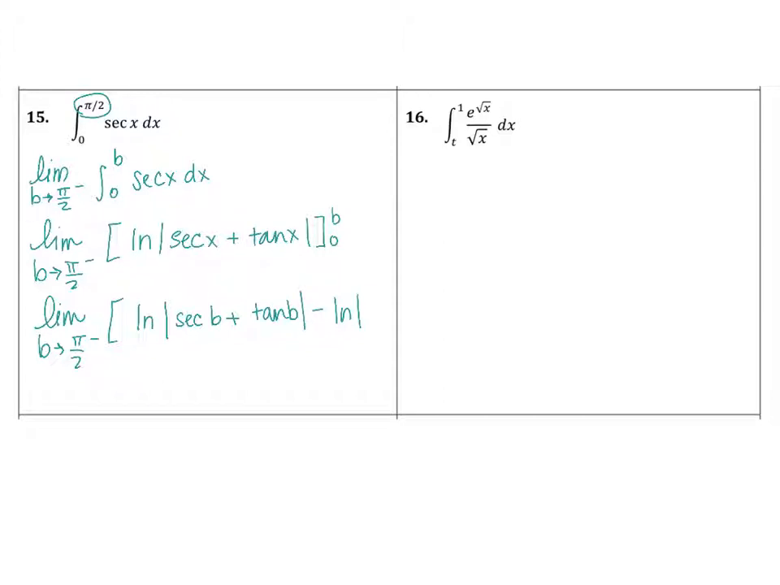the absolute value of secant of 0, which is 1, plus tangent of 0, which is 0. So that whole thing is going to throw out to 0. As we approach pi over 2, that's going to be an asymptote. So it looks like we're going to end up tending toward infinity, and therefore this will diverge.